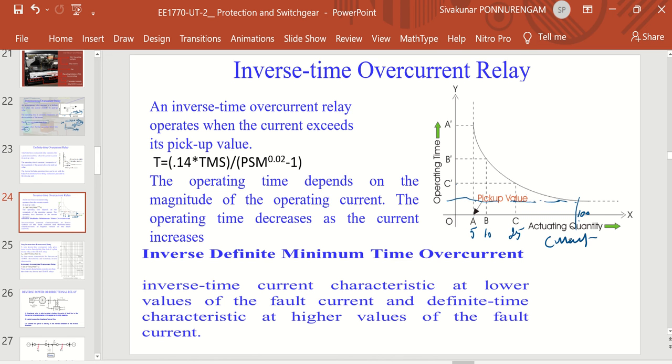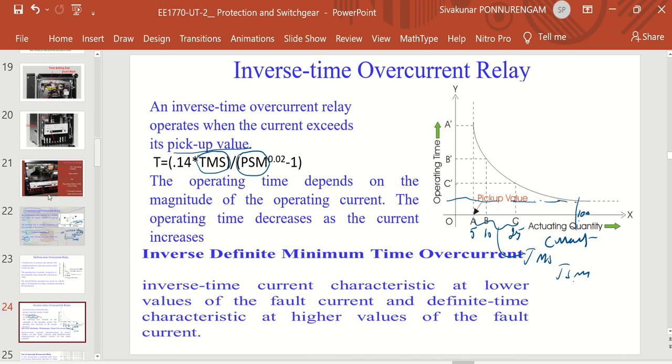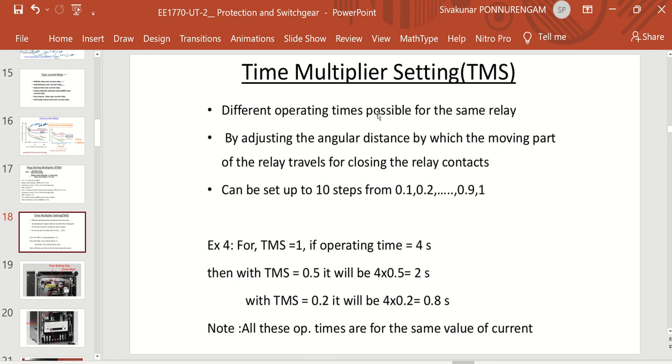The inverse time overcurrent relay operates when the current exceeds its pickup value. This is the PSM, the plug setting multiplier. This is the time multiplier setting, called TMS or TSM, time multiplier setting or time setting multiplier. So what is meant by the time multiplier setting?